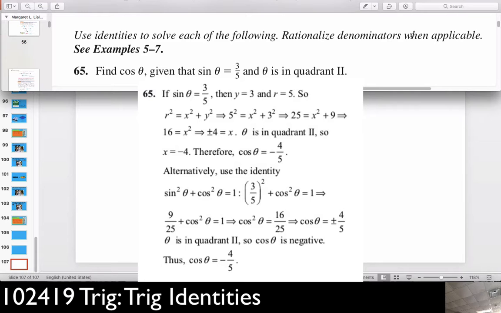So that means that, yeah, let's do that. It's a great idea. So 25 equals 9 plus 16, so x equals 4. And we know it's over here, so it's going to be -4. So cosine is going to be -4 over 5.